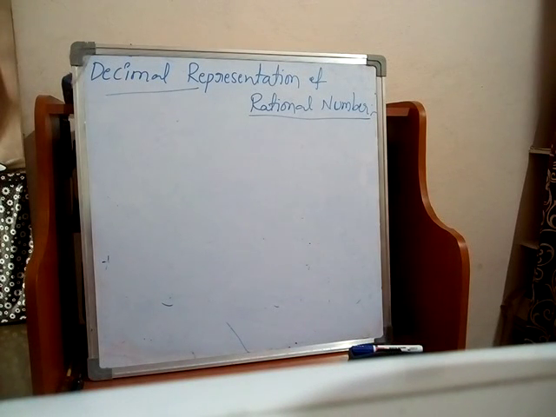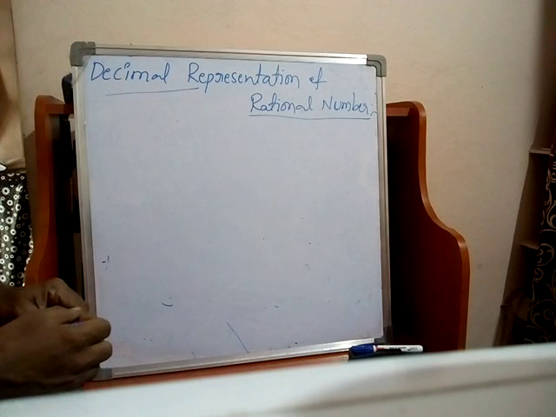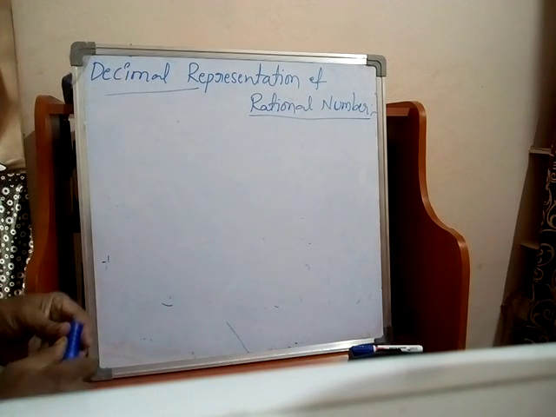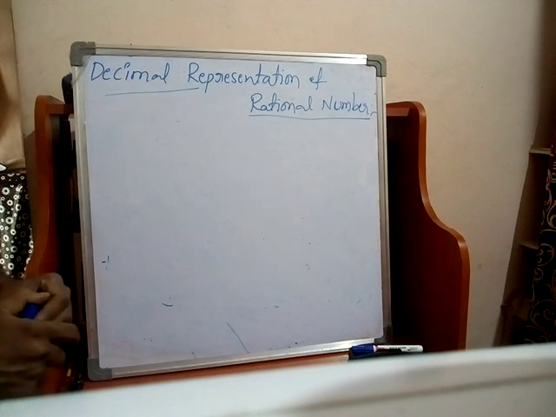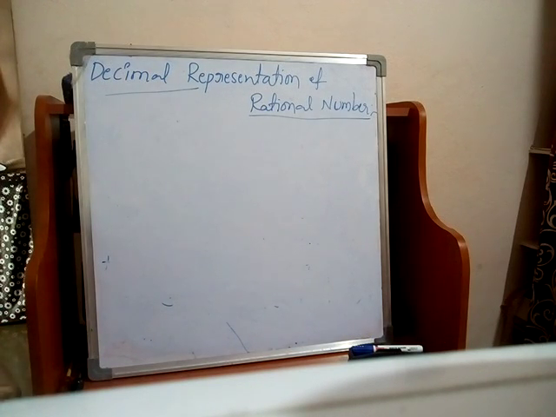So the next topic is decimal representation of rational numbers. Already we learned rational numbers are represented on the number line. There exist infinitely many rational numbers between any two rational numbers; that is the density property. Decimal representation means every rational number can be expressed in the form of a decimal also.